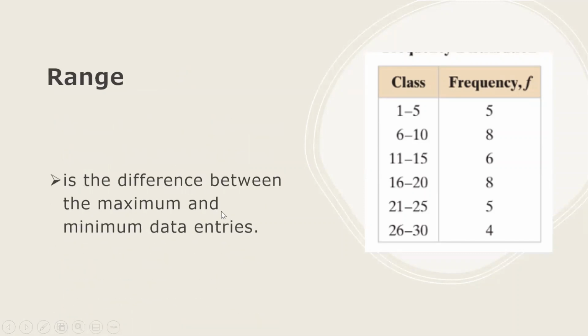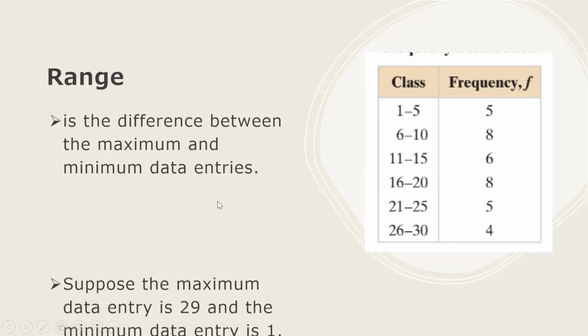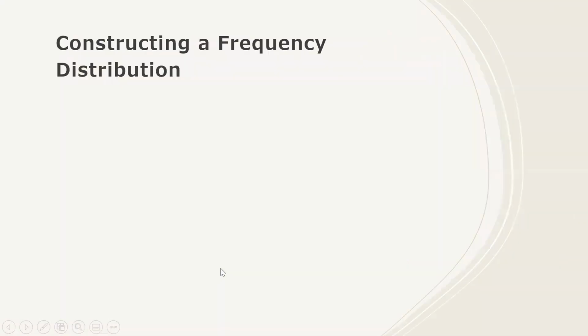Next is the range. Range is the difference between the maximum and minimum data entries. So suppose the maximum data entry is 29 and the minimum data entry is 1. So just subtract 29 and 1. That is 29 minus 1 is 28. So the range is 28.